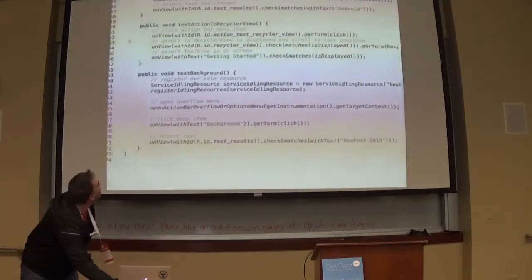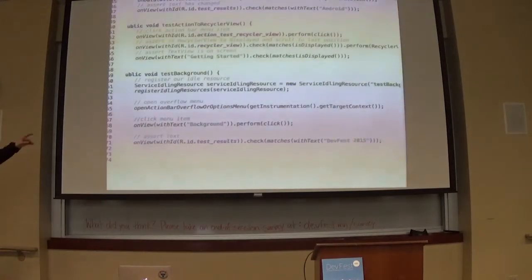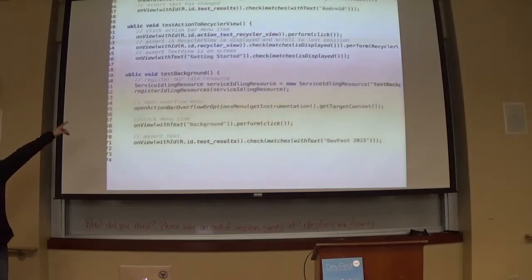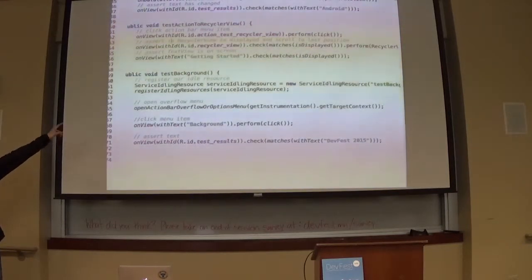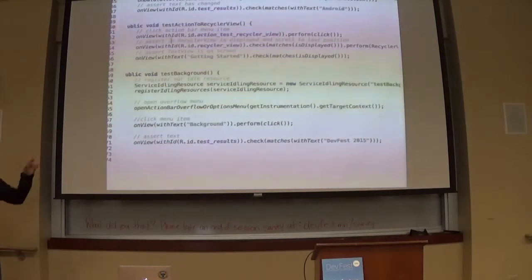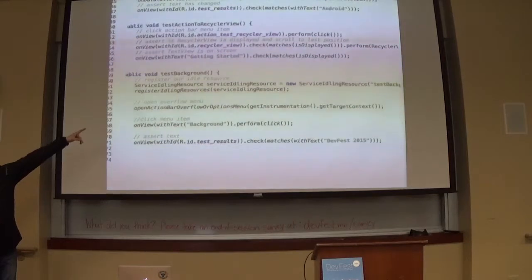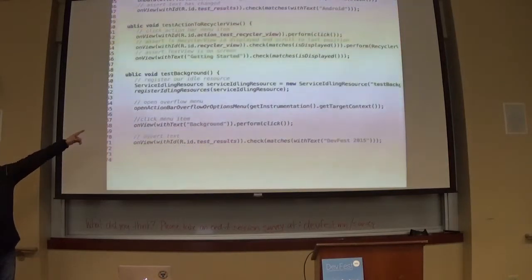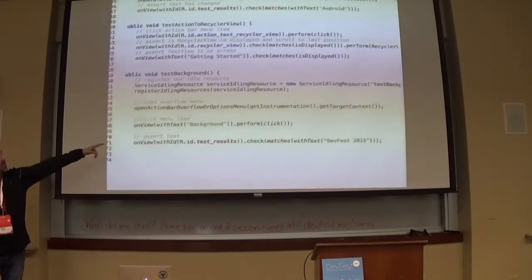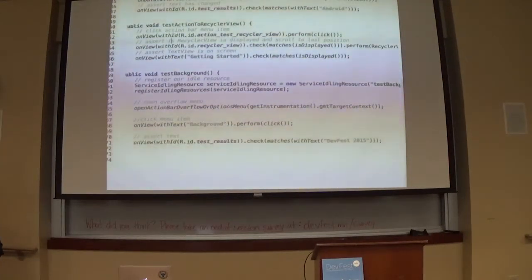This is actually testing a background resource, and I created an idling resource for it. So here I'm creating a service idling resource I wrote, and this code is actually pretty useful. It will work with pretty much any intent service to detect whether it's running in the system. I register that service, and then here I'm opening up the overflow action bar. I'm clicking a menu item on the screen called background. It runs this background test.